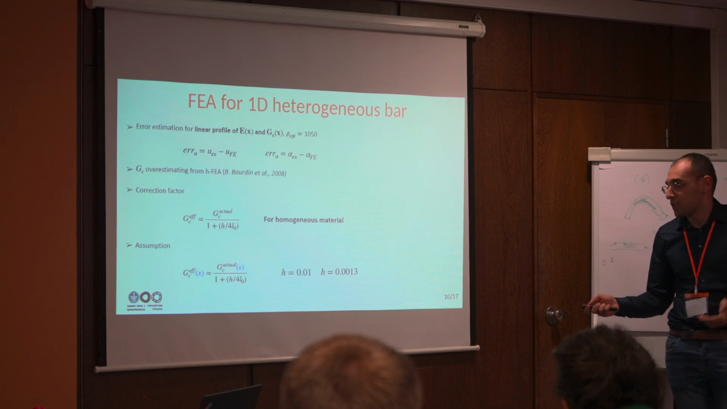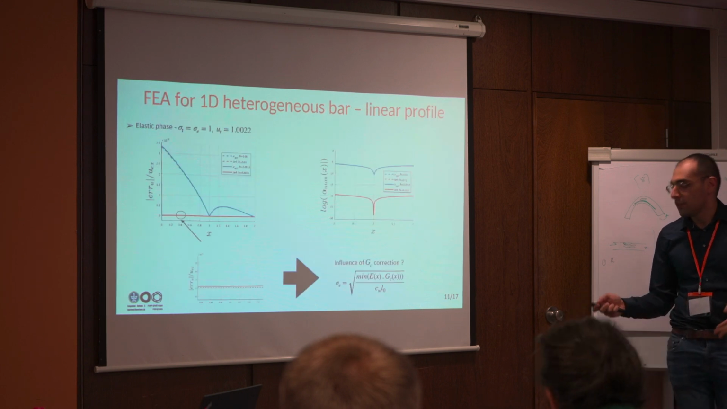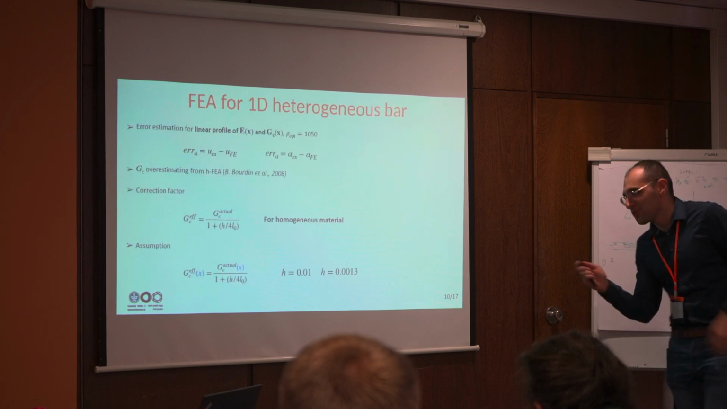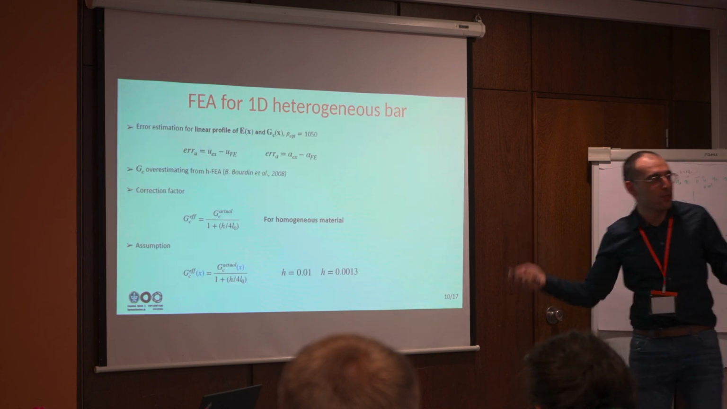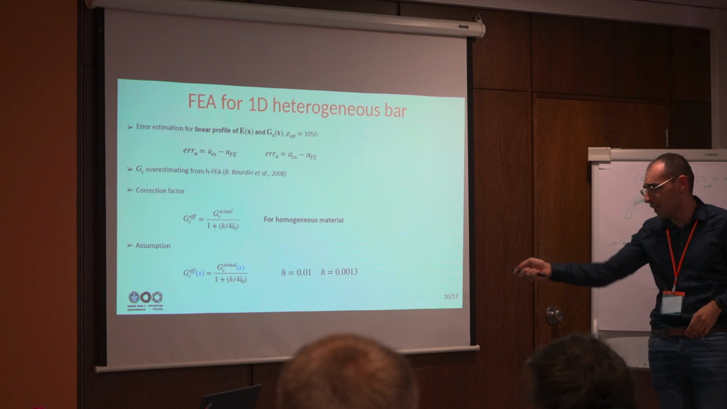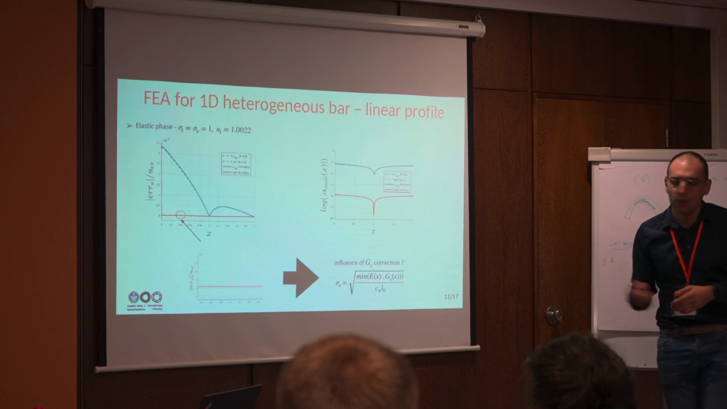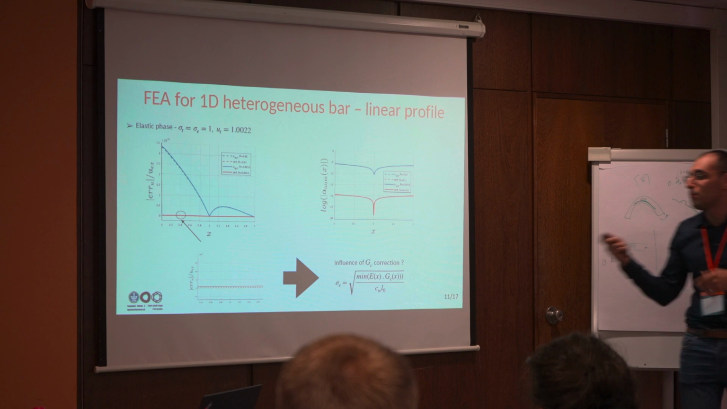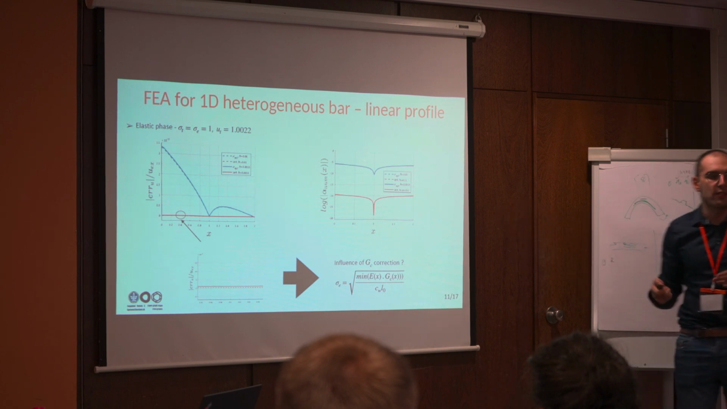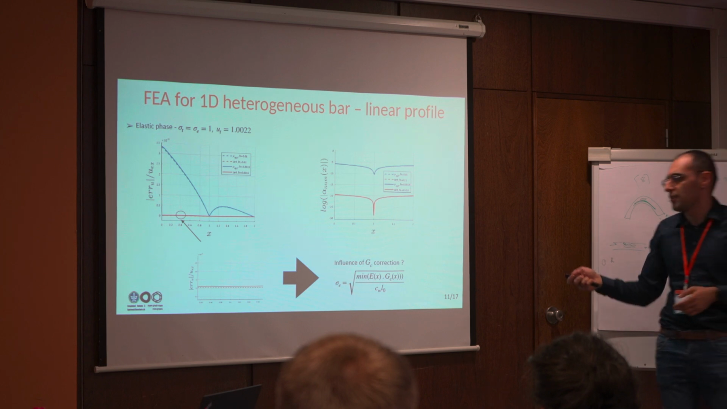And in our case, which is a heterogeneous bar, we assume that the correction factor is similar to the one that has been proposed for the homogeneous 1D bar and the homogeneous material. And so we are using two different mesh sizes, H, and also two different penalty constants. One which is the optimal one, which is 1000, in blue, and a higher one, which is 10 to the power 9, in red.